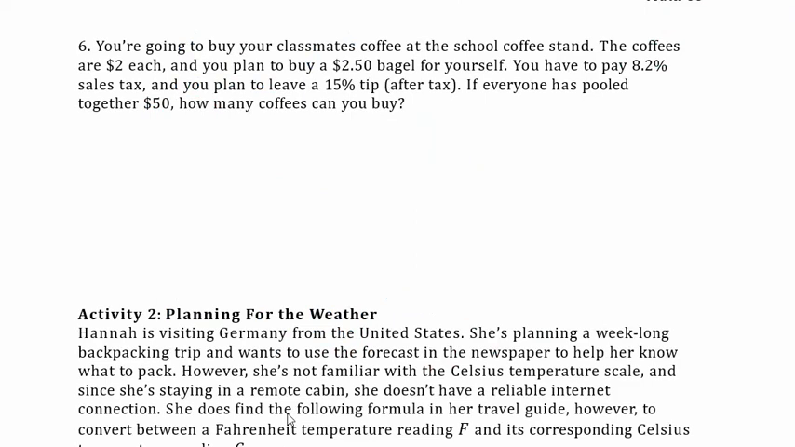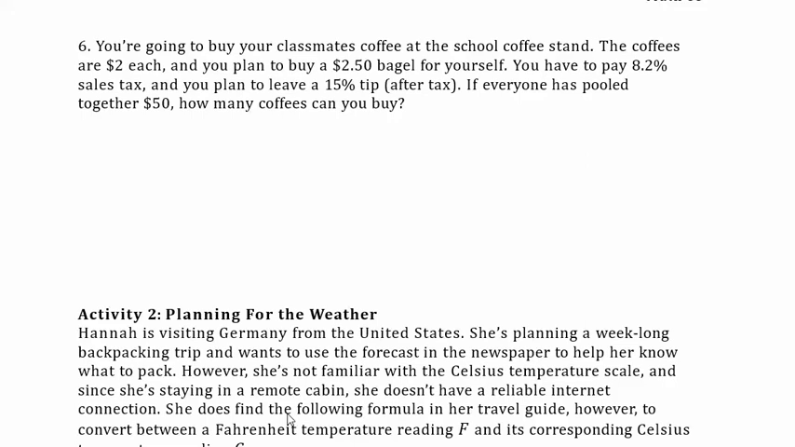Let's take a look at number 6. You're going to buy your classmates coffee at the school coffee stand. The coffees are $2 each, and you plan to buy a $2.50 bagel for yourself. You have to pay 8.2% sales tax on all your food, all your coffee and food, and you plan to leave a 15% tip calculated after the tax.